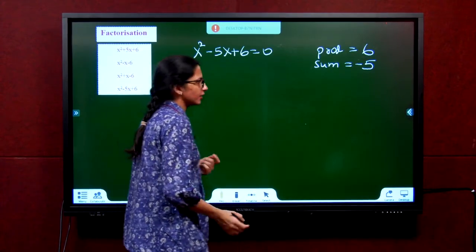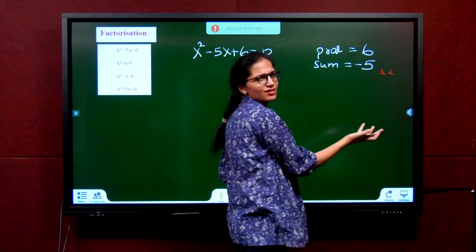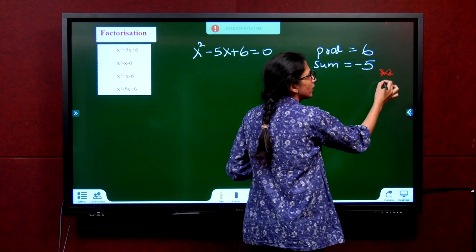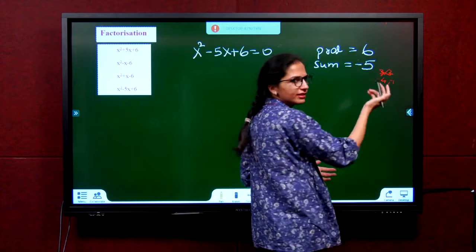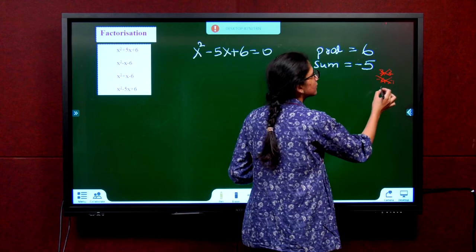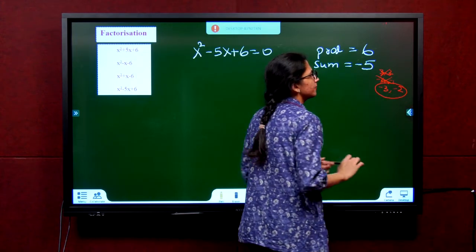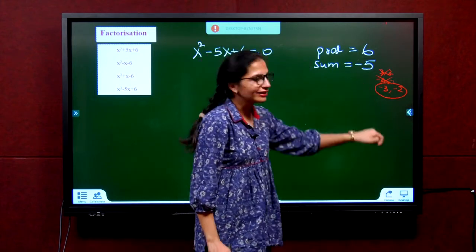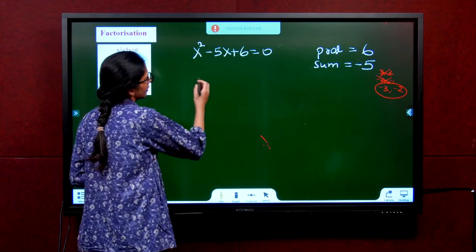So you try different numbers. Is 3 and 2 possible? 3 and 2 is not minus 5, not possible. 2 and minus 3, 4 and 1. 4 and 1, minus 4, minus 1, possible. But will it give 6 if you multiply? No. Next possibility you can take minus 3, minus 2. Is it possible? Minus 3, minus 2, minus 5. Minus 3 into minus 2 is plus 6. Possible, which is why we do this.